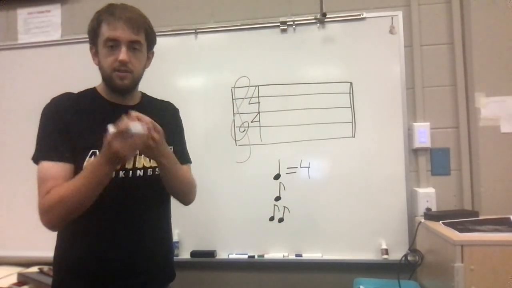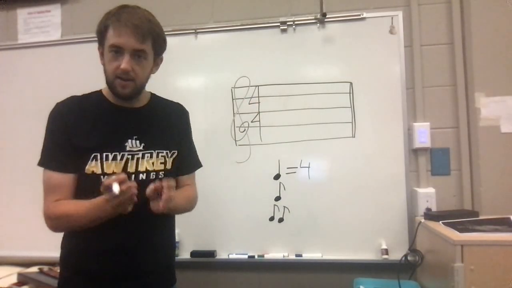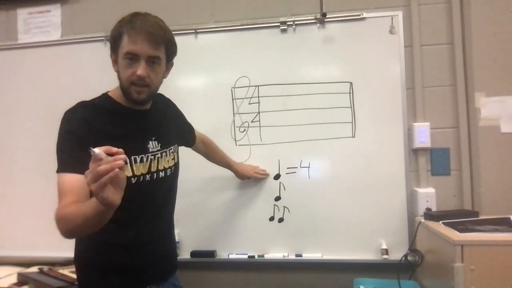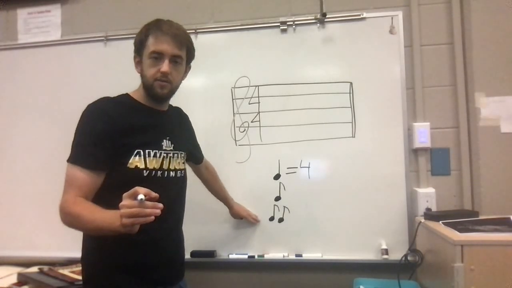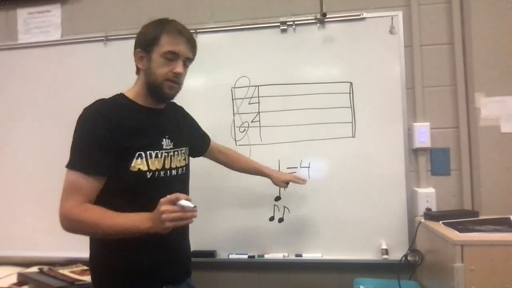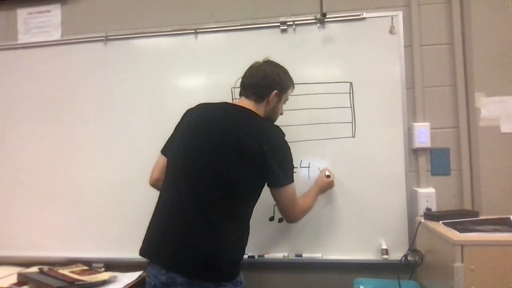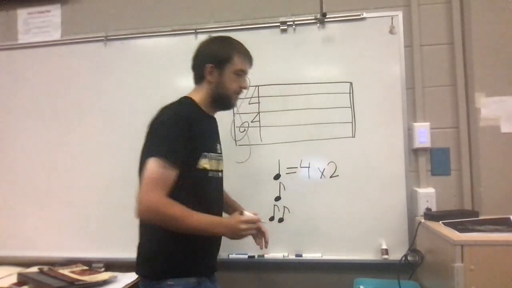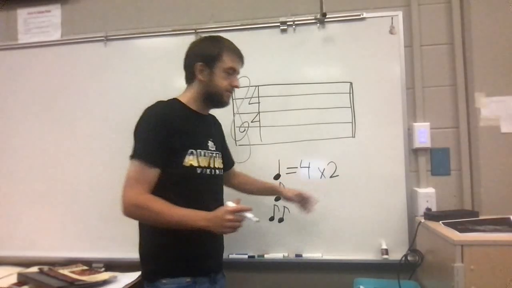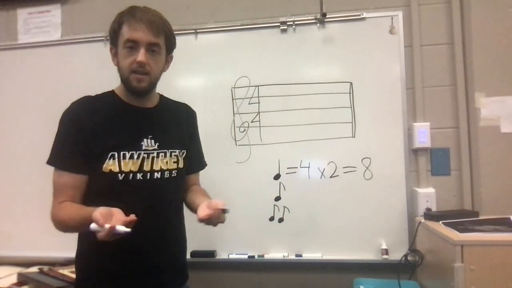Now, how many 8th notes are in one measure of 4? Well, we got to break it down into math. We know that 1 quarter note has the same beat length as 2 8th notes. So for 1 quarter note, it's 2 8th notes. We know there's 4 quarter notes in a measure, so how many 8th notes are there? Well, 2 8th notes equal a quarter note, so 4 times 2 is 8. So there's 8 8th notes in a measure.